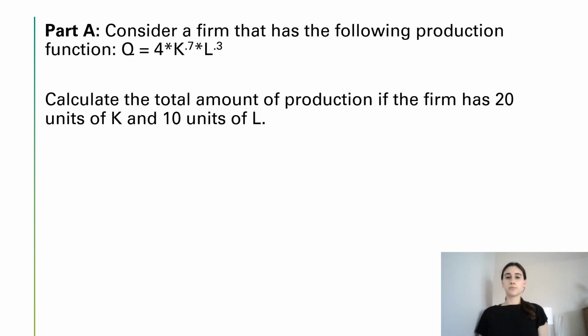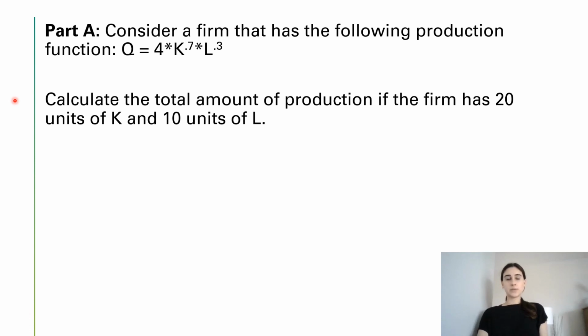Part A of this problem reads, consider a firm that has the following production function. Q equals 4 times K to the power of 0.7 times L to the power of 0.3. Calculate the total amount of production if the firm has 20 units of K and 10 units of L.